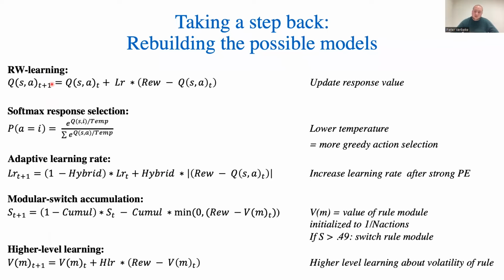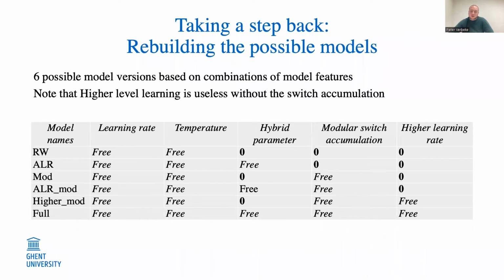So I started from a classic Rescorla-Wagner learning model with softmax response selection, where I used experimental data to basically inform me whether an adaptive learning rate or switch accumulation or higher level learning should be implemented. So based on this, I could define 6 possible models: the classic Rescorla-Wagner model, the Rescorla-Wagner model with an adaptive learning rate, or with modularity, or with adaptive learning rate and modularity, with higher level learning and modularity, or with all parameters. So here in the table, if it says that the parameter is free, that means that we estimated it based on the empirical data, and otherwise it was just fixed to 0, which means that this parameter was irrelevant for model behavior.